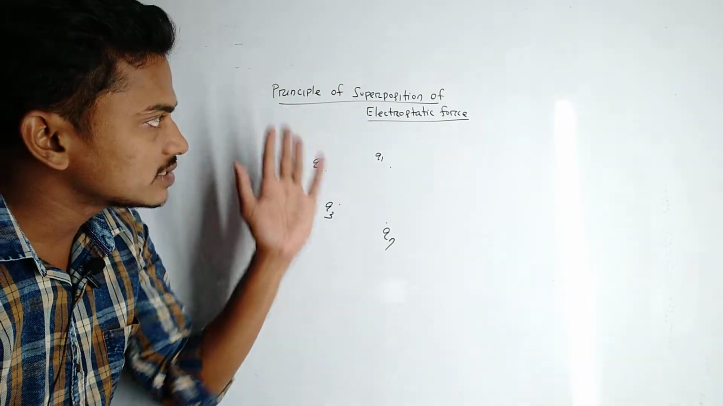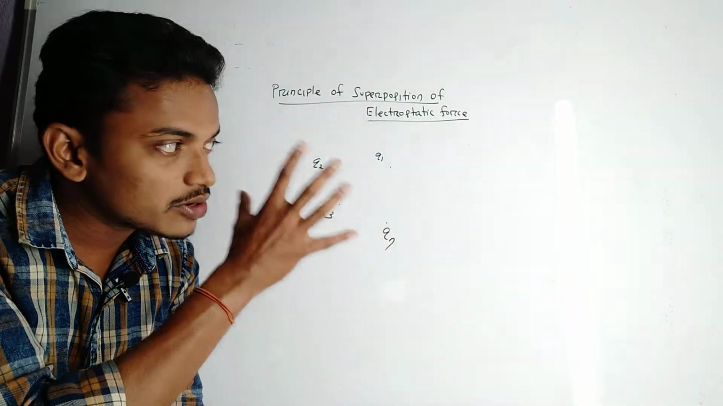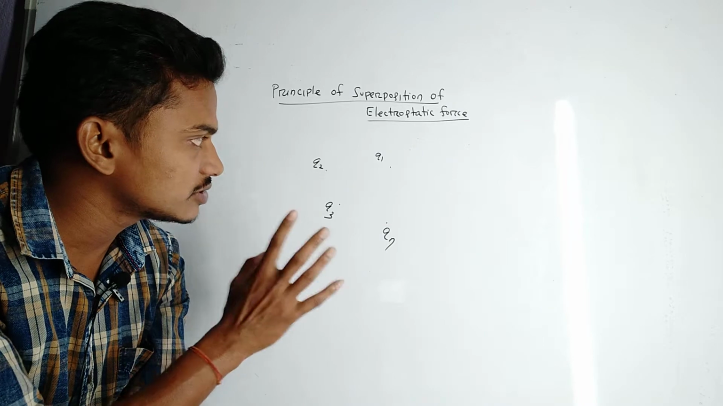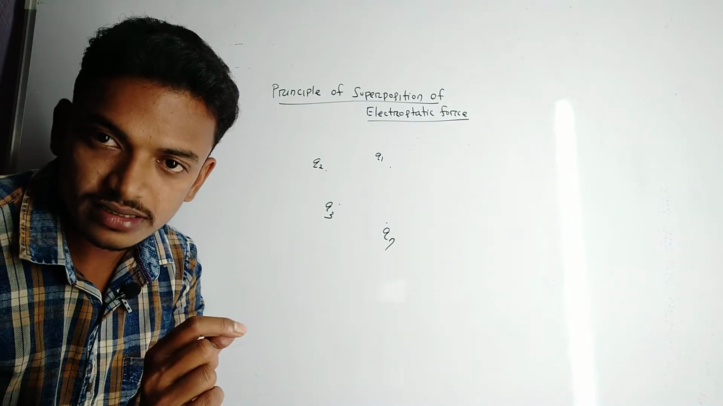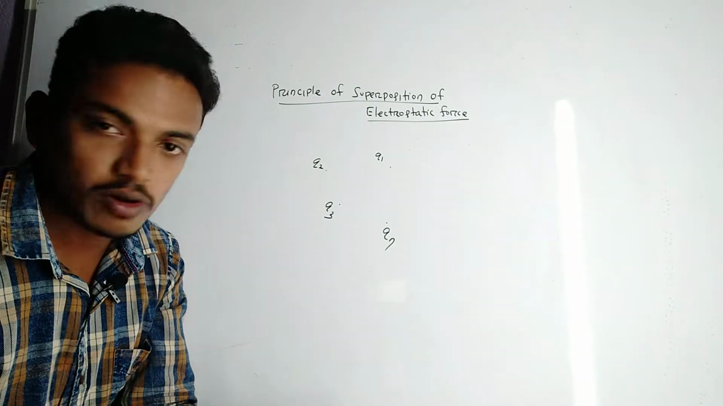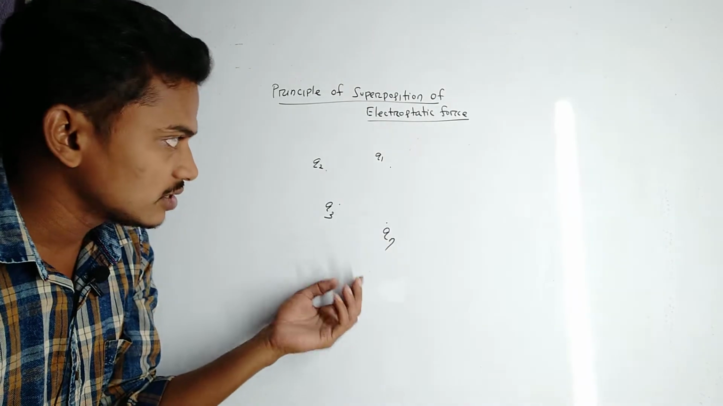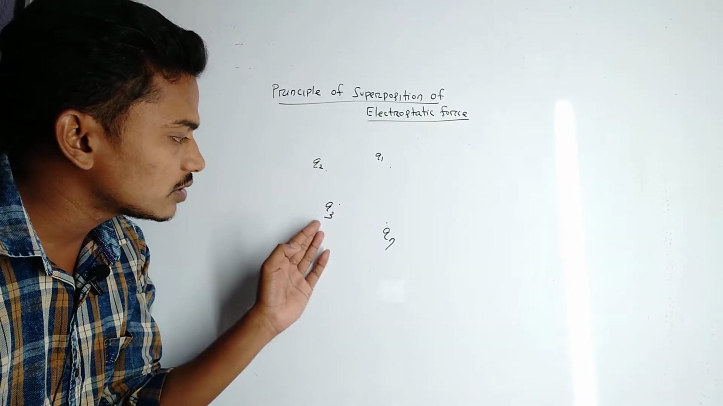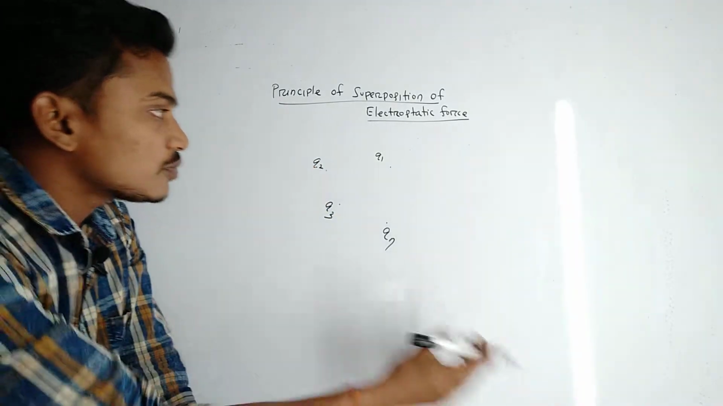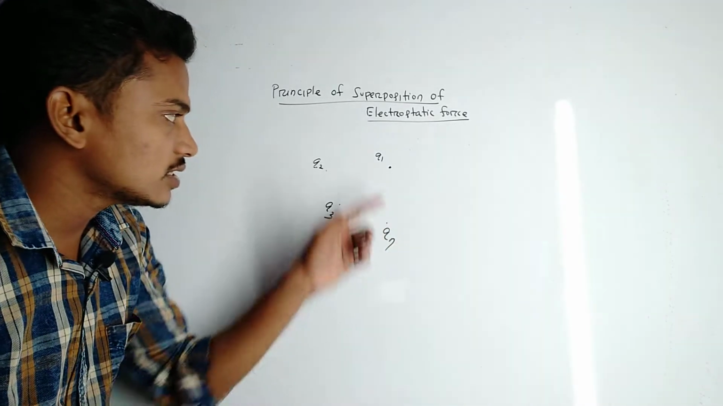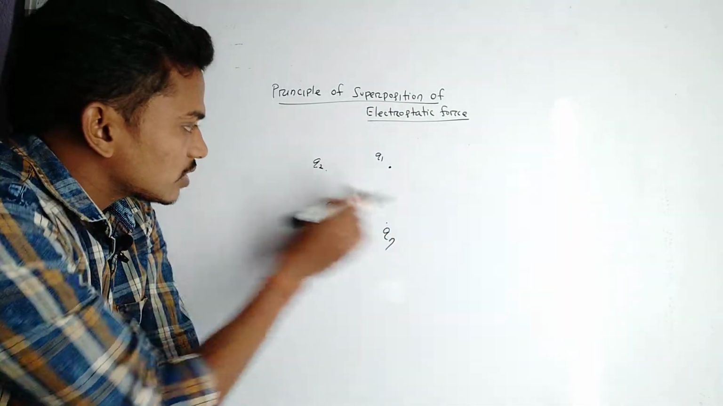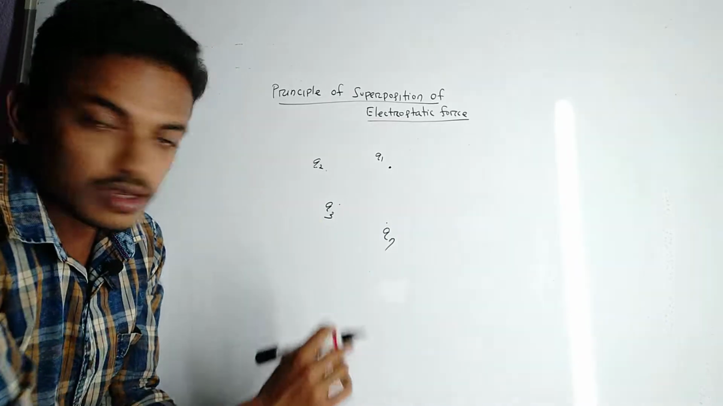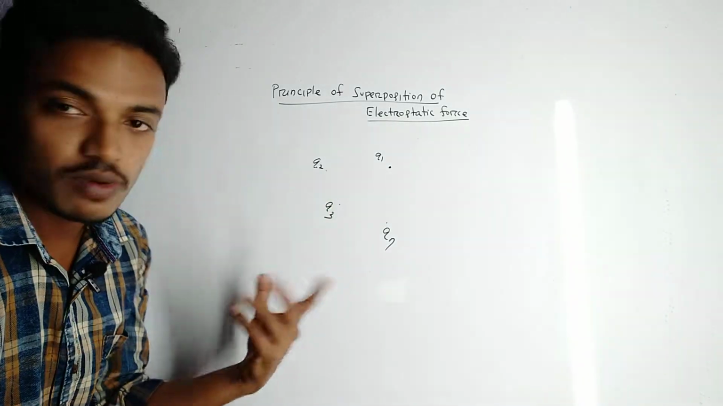The principle states that if a number of charges are present, or for a discrete charge distribution, the net force on a given charge is equal to the vector sum of all forces due to all the other charges. Consider the discrete charges q1, q2, q3 up to qn. To find the net force on the charge q1 due to all the other charges, that is q2, q3 and qn, we have to consider the forces one by one.